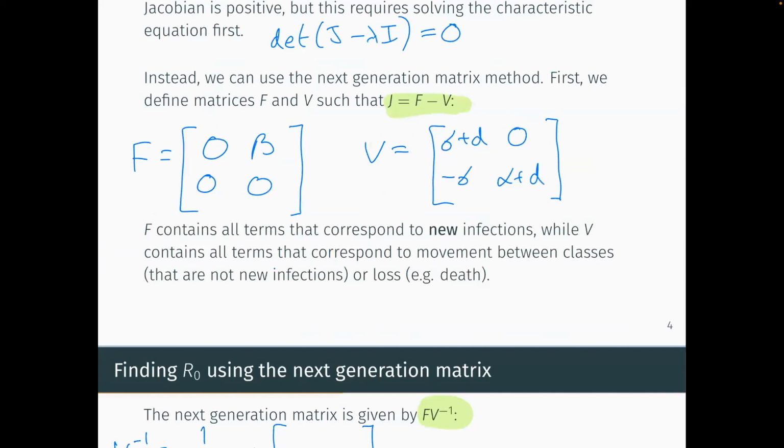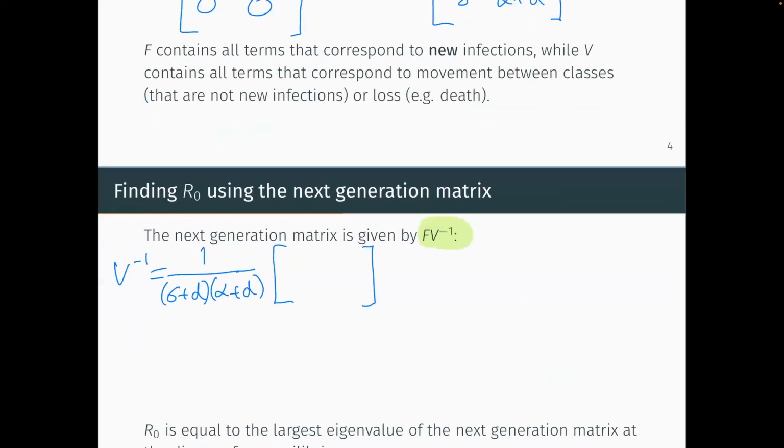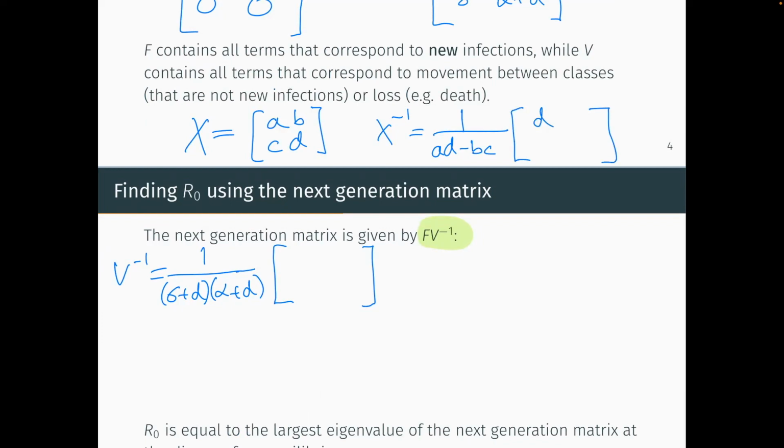If you remember what we do to find, let's call it here, if we've got a matrix X is equal to A, B, C, D, then X inverse is going to be equal to 1 over the determinant of X. So that's AD minus BC, assuming that that is non-zero. And then here you switch the elements on the main diagonal around, and then you would take minus the elements on the off diagonal.